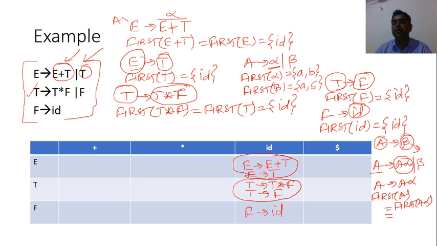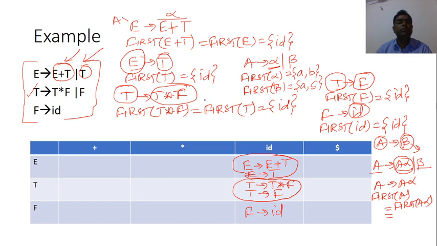That means first of A alpha will also contain the values present in first of beta. That means there will be something common between this one and this one. That's why if there is left recursion in the grammar, then we will get multiple entries in a cell in the predictive parsing table. Now another point is what?